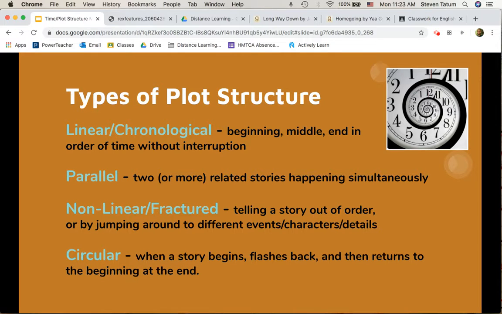Finally, circular. This is when a story begins, usually at the most exciting point in the story, and then we get a whole long backstory that leads us back up to the ending and kind of loops around like a circle.